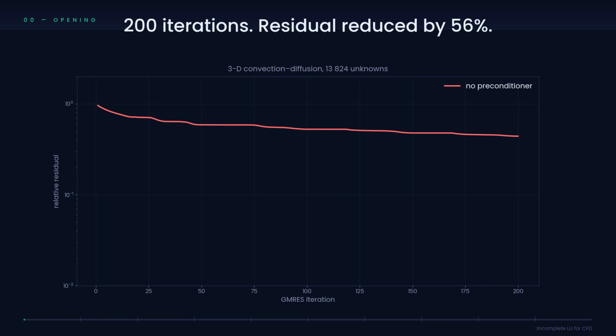Here is a situation that every computational scientist meets eventually. The mesh is built, the physics is right, the system is assembled. You press run, and the linear solver crawls. 200 iterations, and the residual has barely moved.